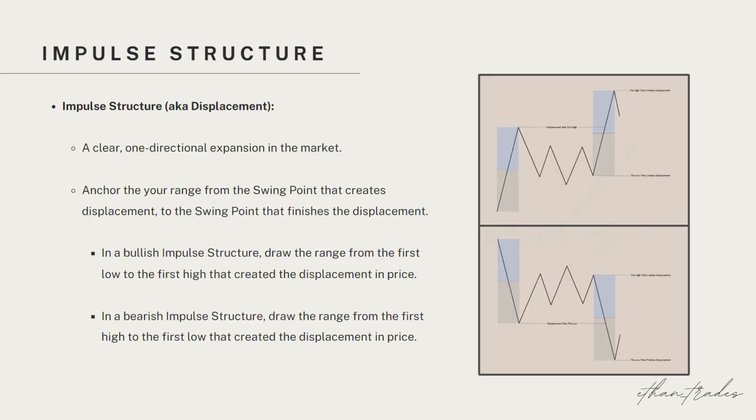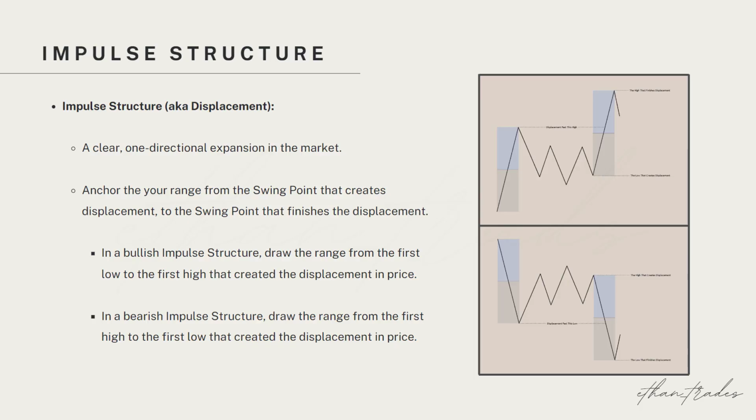Previously, you have learned range structure by using price legs in the market as premium and discount. And now, as you know displacement from the previous lecture, we can blend both understandings to look for ranges created by displacement. This is known as impulse structure. Impulse structure is the exact same as displacement, but now we use it in context of market structure.